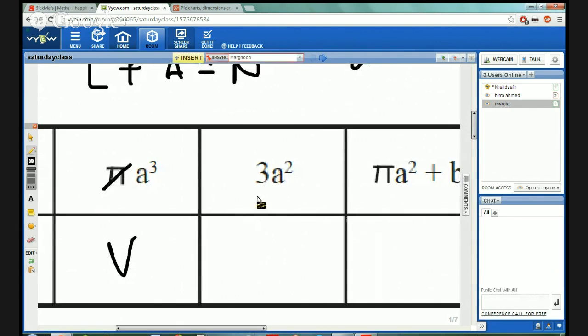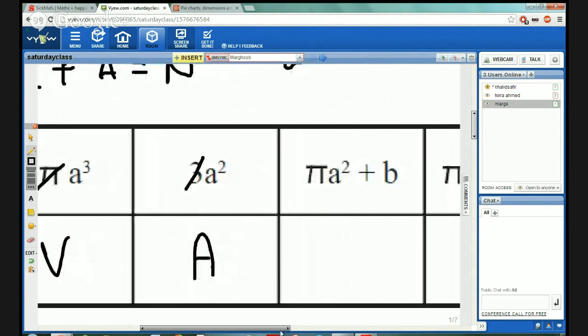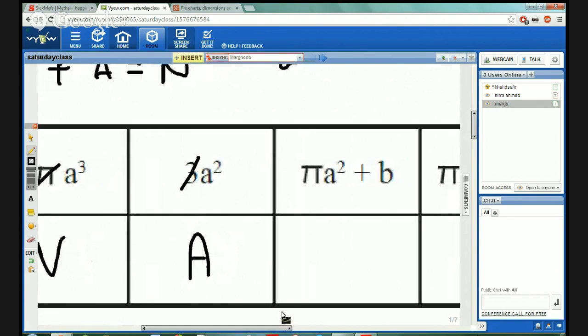Now it should be getting easy. What's that? Volume. Oh, come on. What do you do with the 3? Oh yeah, ignore it. And what have you got left? Area. Okay. Think about the next one. It's a tricky one, and I don't want to give you too much of a clue.